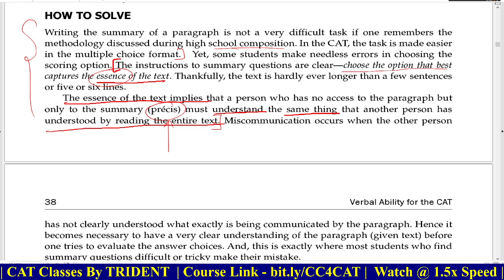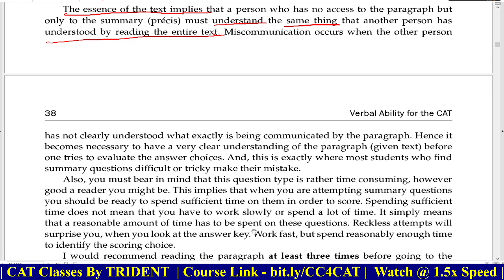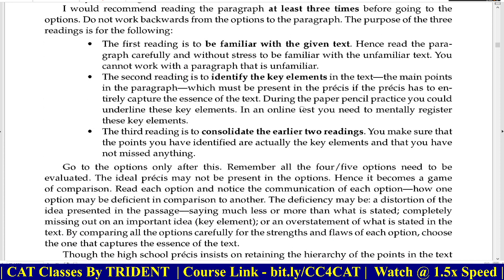Okay, now let's directly jump into the methods that the author has recommended. All right, so I'll only focus on the methodology that the author has recommended. The author recommends reading the paragraph at least 3 times. Now, this is again something which is very subjective. If you want to read it 3 times is very subjective, because I would say that try out this thing. So point of view is you have to read it out 3 times before going into the options.